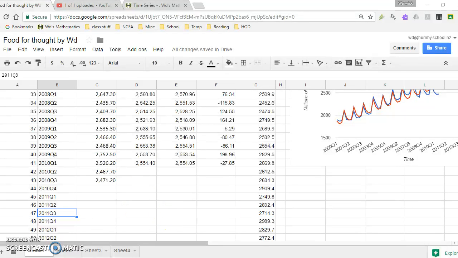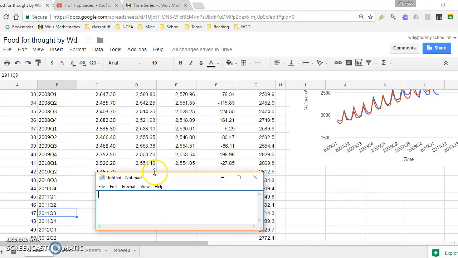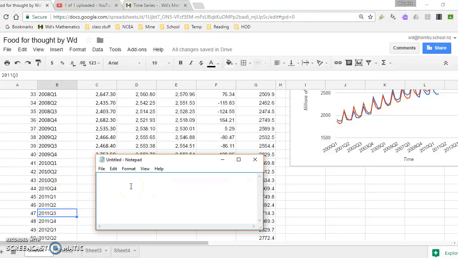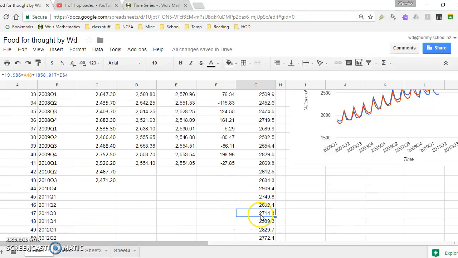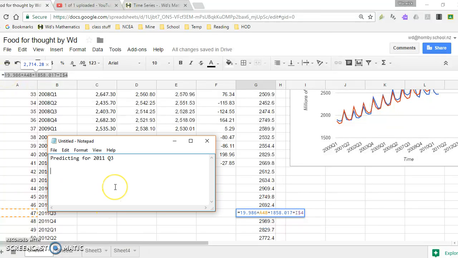So I'm going to be writing something here, you'd be writing this in your report: predicting for 2011 quarter 3. Now I've got to write my formula in there. So the formula was up on that equation that we had. I'm just going to get it from here, which is going to be a little bit annoying. There, I'll just copy the whole thing. All right, so that was our formula.